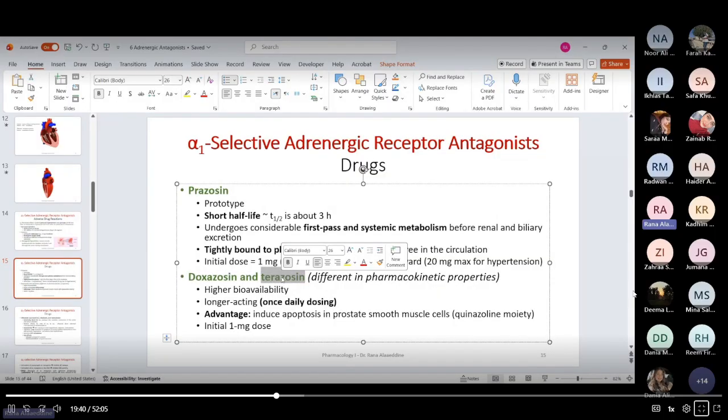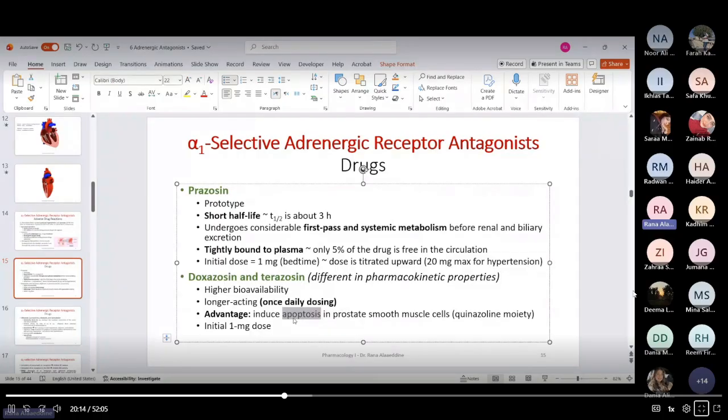Doxazosin and terazosin have two additional advantages. Number one, they're longer acting, so one time a day dosing. Number two, they can cause apoptosis. Do you know the meaning of apoptosis? Is it the cell dying? Yes, exactly, cell death. But this is a kind of good cell death.